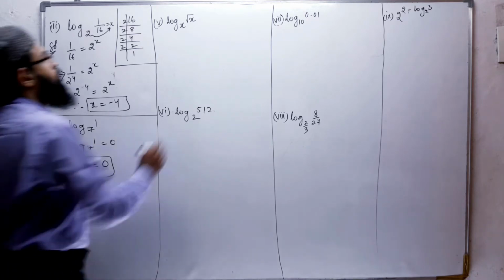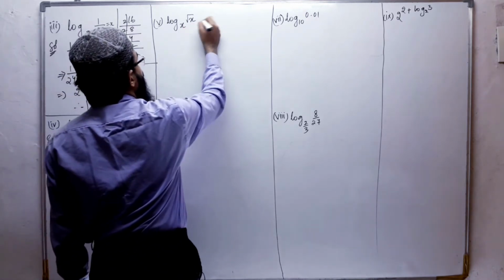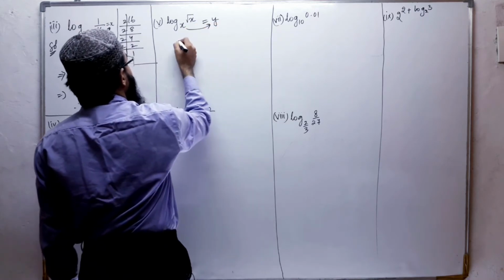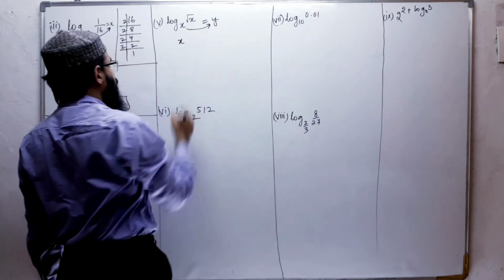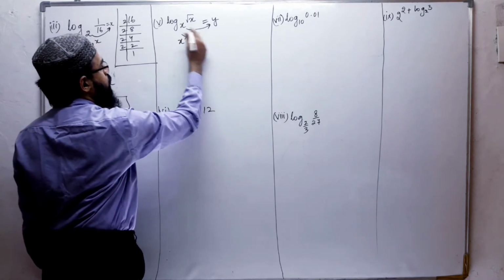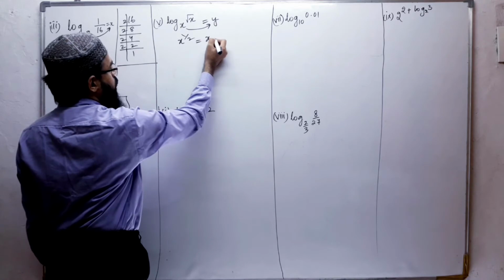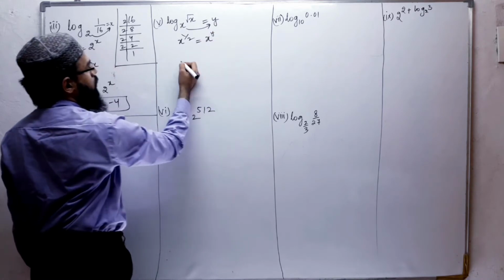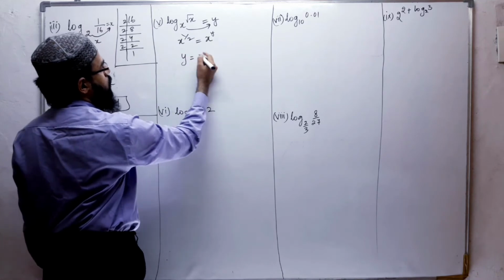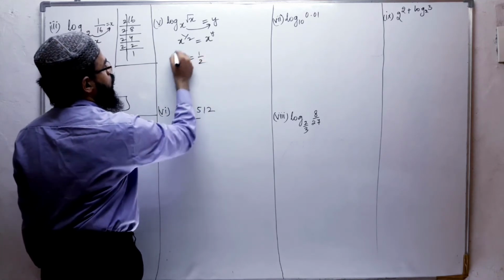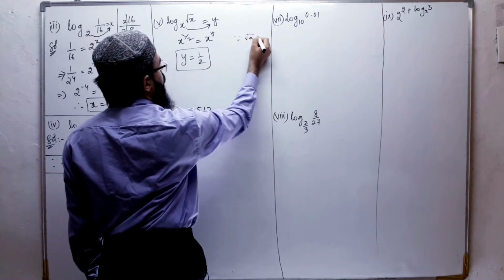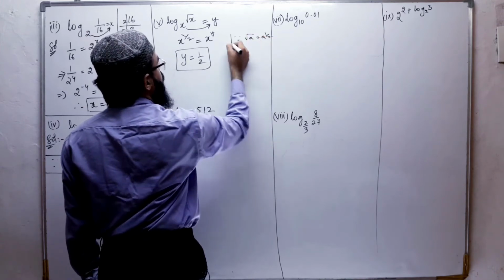Next is log root x base x. We don't know the value, so let it be y. So this x goes to that side. Root x can be written as x to the power of 1 by 2. So this x goes there, y will be raised as power. When the bases are equal, the powers should be equated. So y is equal to 1 by 2. Here you have to remember this: root a can be written as a to the power of 1 by 2.